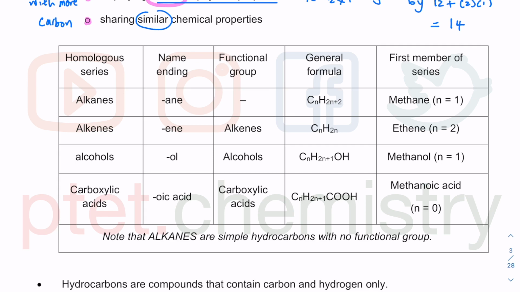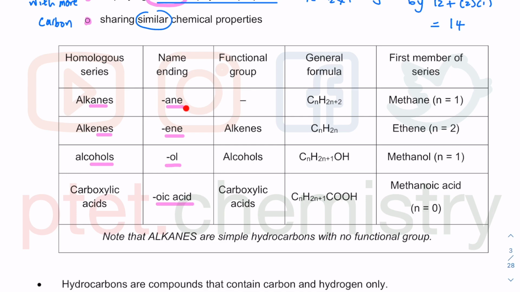Just to sum up what we have done so far, homologous series is that family of compounds, similar chemical properties as a result of same functional group. Okay, so alkane, alkenes, alcohols, and carboxylic acid. We have the name ending in A and E, alkane, alkene. And then we have alcohols. Alcohols end with OL. Carboxylic acid end with oic acid.